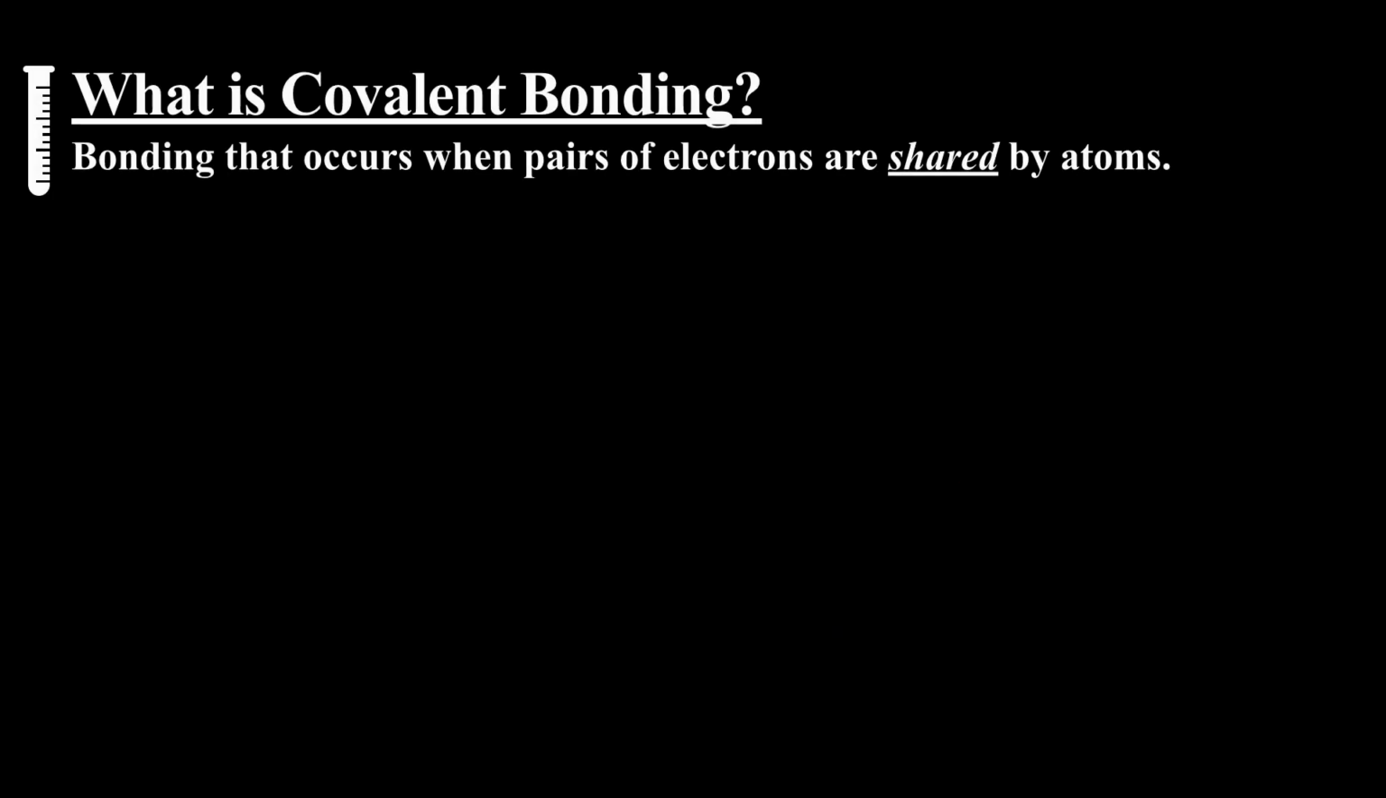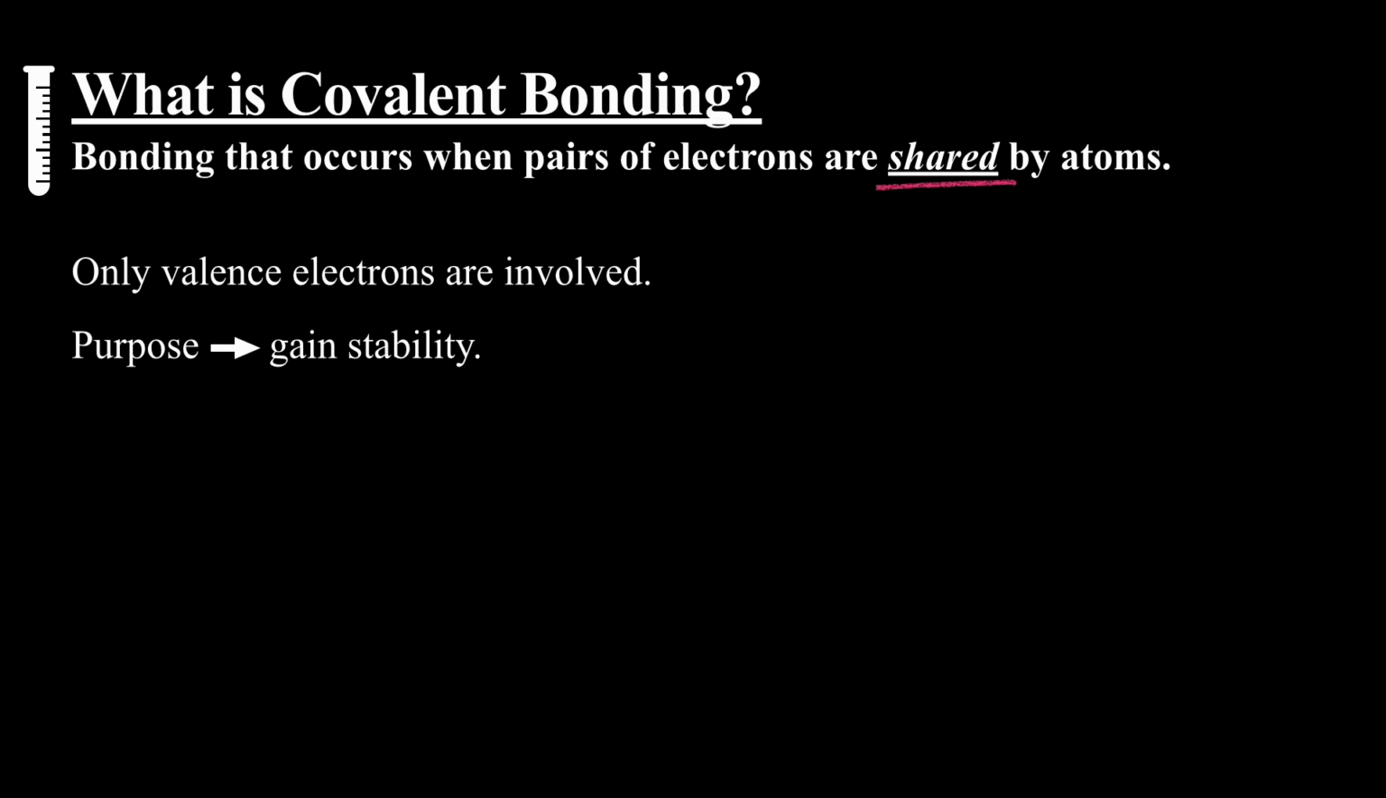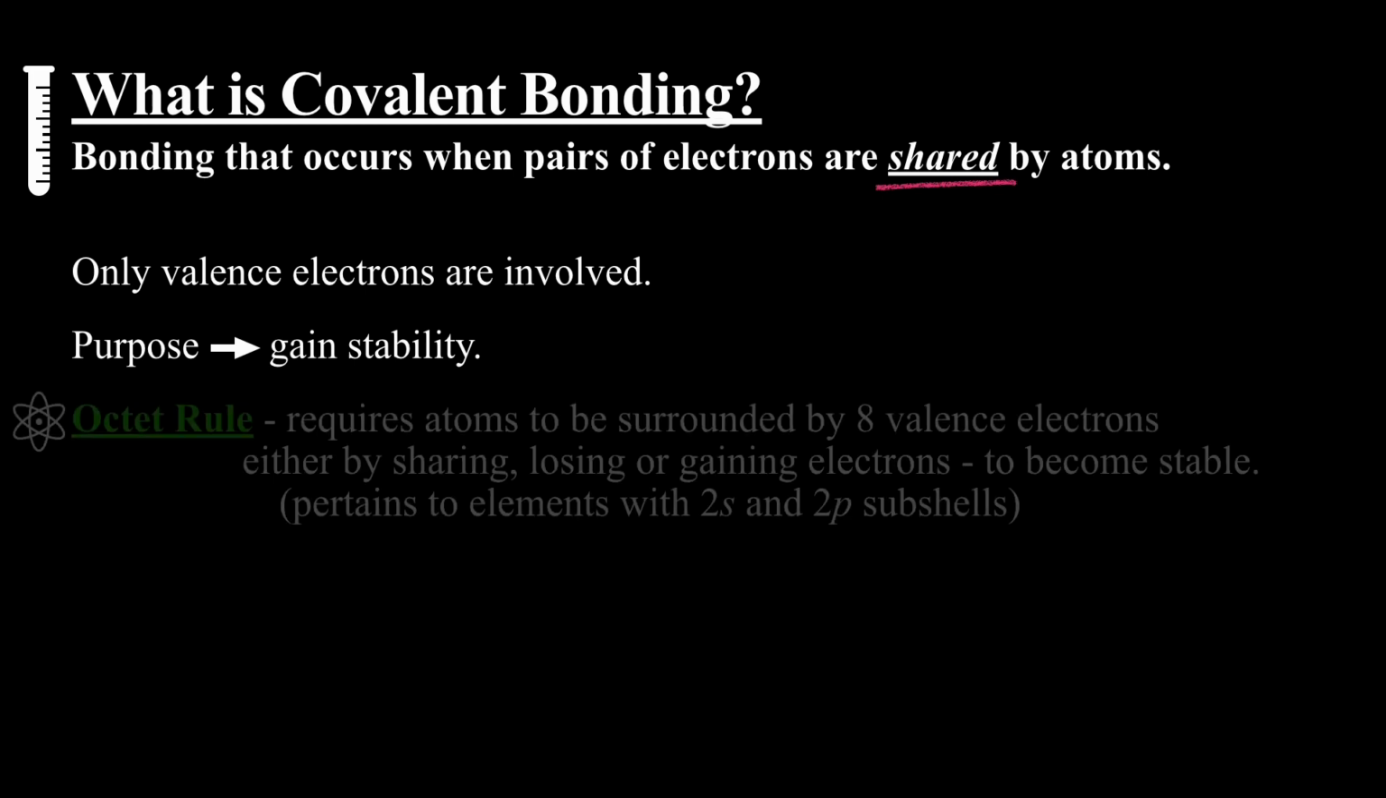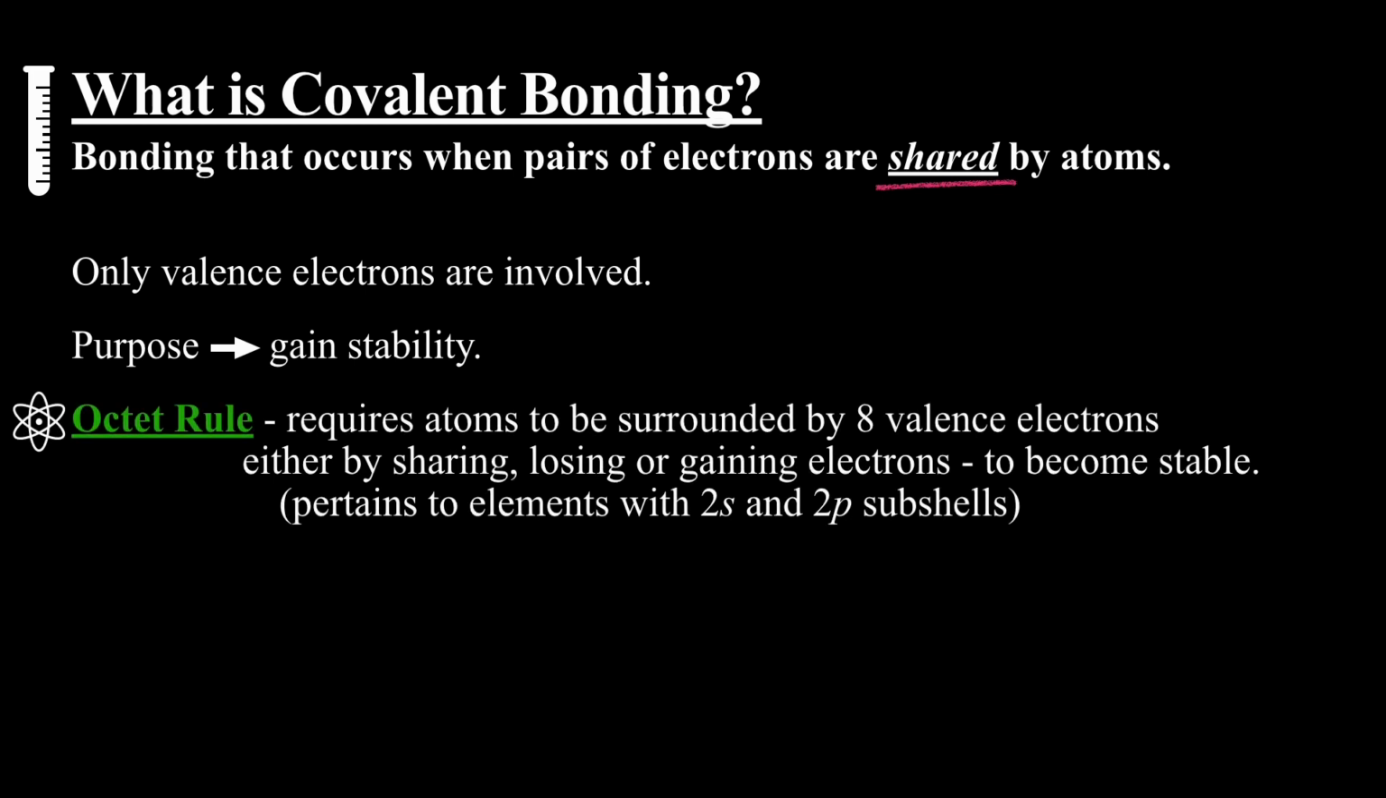So what is covalent bonding? It's bonding that occurs when pairs of electrons are shared by atoms. Only valence electrons are involved, and the purpose is to gain stability. And how that's done is through the octet rule. The octet rule requires atoms to be surrounded by 8 valence electrons. This is either done by sharing, losing, or gaining electrons to become more stable.